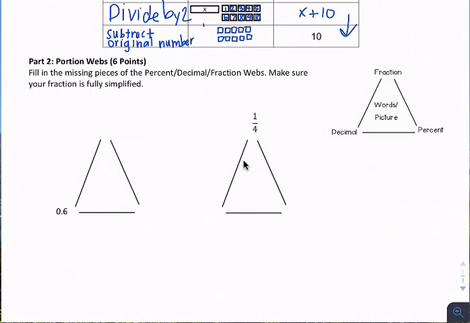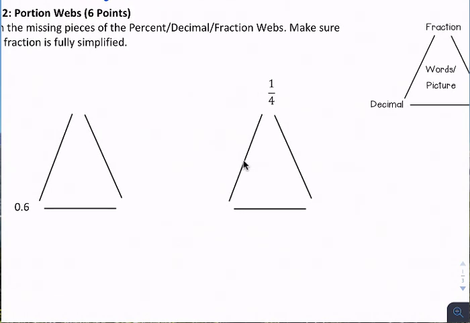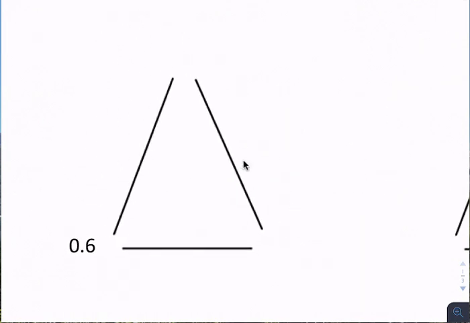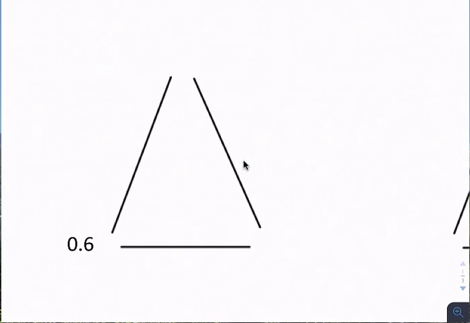Then let's go ahead and take a look at part 2, which is our portions webs. And it's been a while since we've done these, but these should still be pretty familiar to us. So let's do this one first. We have 6/10, and that's in our decimal spot. So this 6/10 we can write as 6/10, but then we want to make sure we simplify our answer as much as we possibly can.